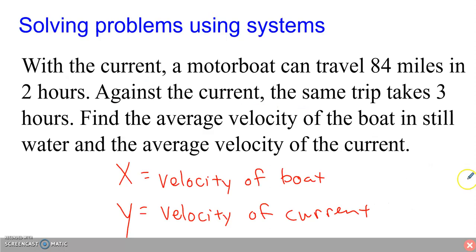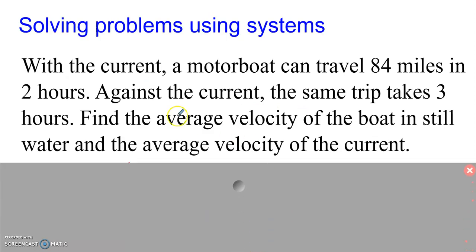All right, let's take a look at another example. So here we go. With the current, a motorboat can travel 84 miles in 2 hours. Against the current, the same trip takes 3 hours. Find the average velocity of the boat in still water and the average velocity of the current.